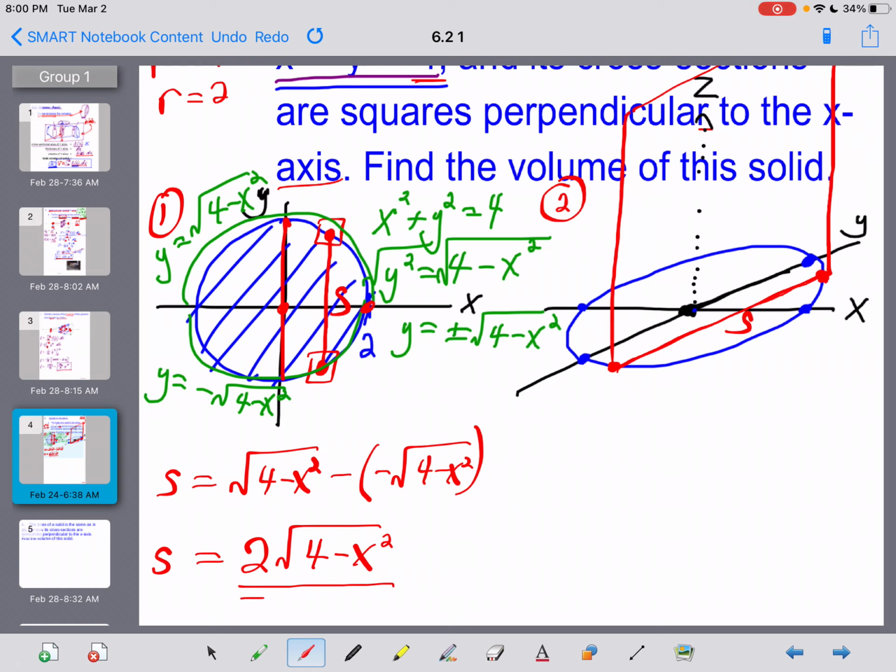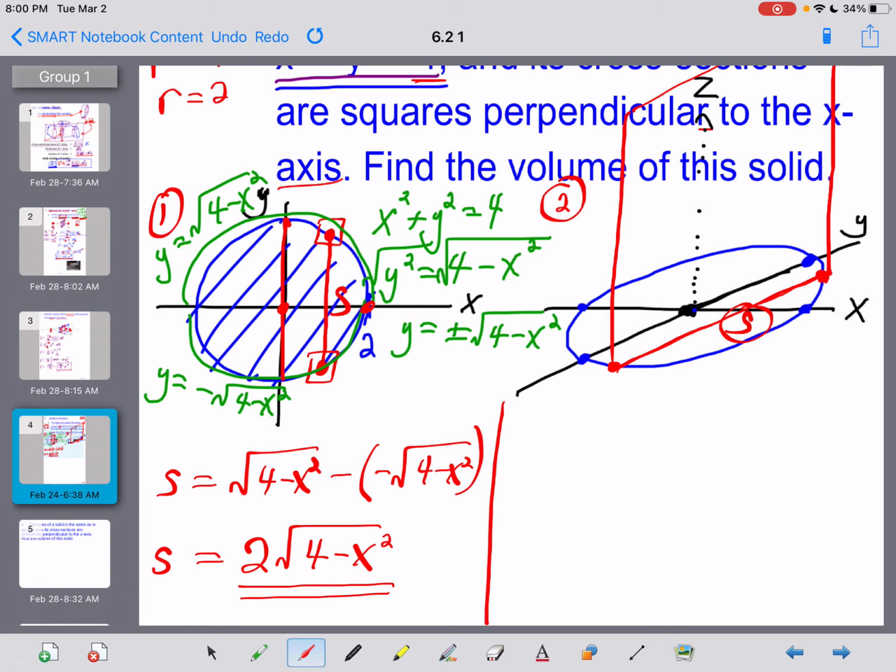And let's try that. 2 squared is 4. 4 minus 4 is 0. The square root of 0 is 0. And 2 times 0 is 0. So I feel pretty good about that formula right there for S. That is the length of one side of your square.